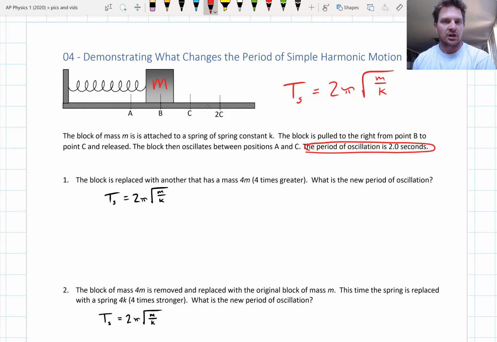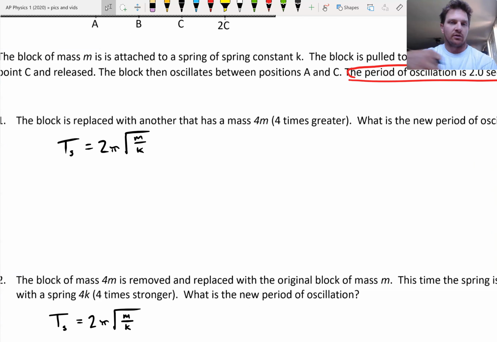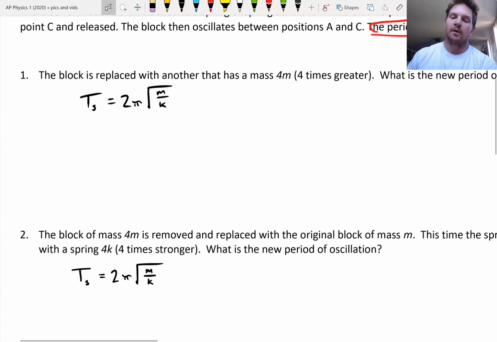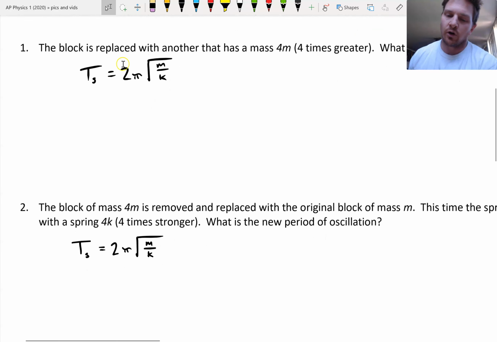All these problems are going to be changing something and asking what the new period is. So a lot of this, remember, is what we call a proportional reasoning question. So if one thing changes, how is everything else affected? So the block is replaced with another block that has a mass of 4m, so 4 times bigger than the original mass. What's the new period? So this is a proportional reasoning question. If we go to our original equation, there's only 2 things involved in this, period and mass. So everything else is remaining constant. Because it's constant, it doesn't affect the outcome of our problem.